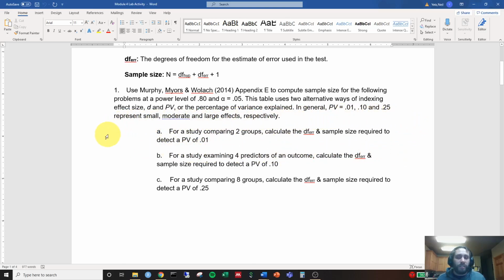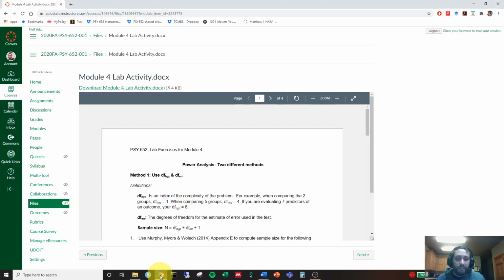So let's go ahead and just work on problem number 1. It says, for a study comparing two groups, calculate the degrees of freedom error and sample size required to detect a PV of 0.01. So we know that we need to go back to our Canvas page.